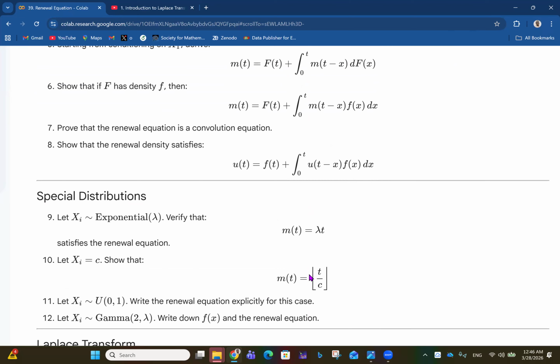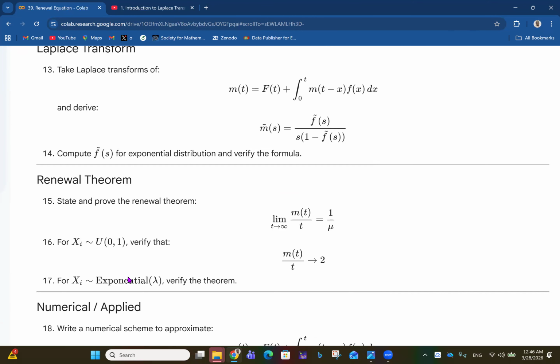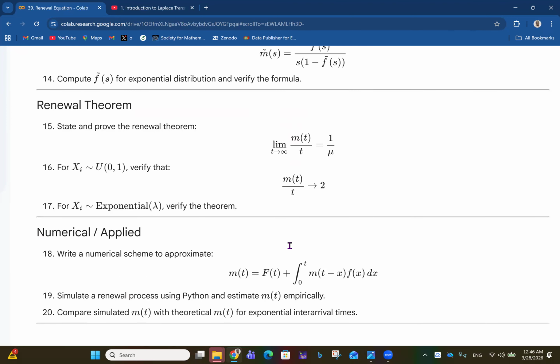So you have the special distributions, the exponential and all of that, or a deterministic case like we saw in the notes already. Then we have using Laplace transform to solve these problems. And then you have the renewal theorem, which is very simple: the limit of m of t over t as t tends to infinity is 1 over mu. So that means that the number of arrivals you would get at the end of the day will be very close to 1 over the expected value of x. Okay, so you have all that.